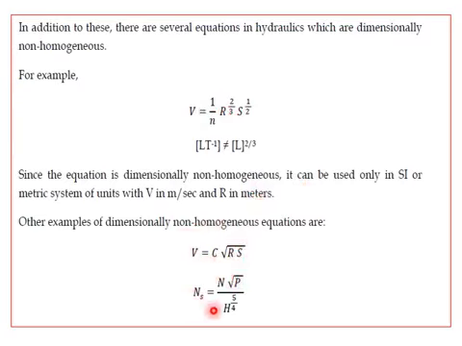We also discussed specific speed. So Ns is equal to N root P by H to the power of 5 by 4. N has to be in RPM, P has to be in kilowatts, and H has to be in meters. So these are some empirical equations which are dimensionally non-homogeneous. Hence, these physical quantities have to be expressed in a particular unit.